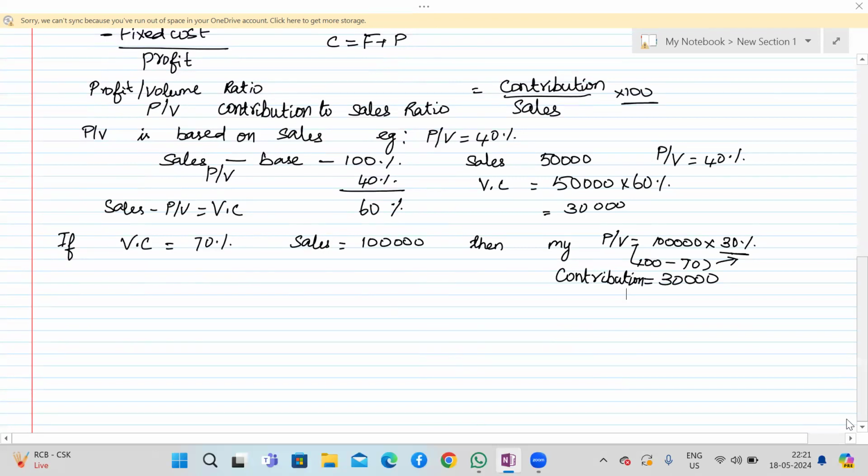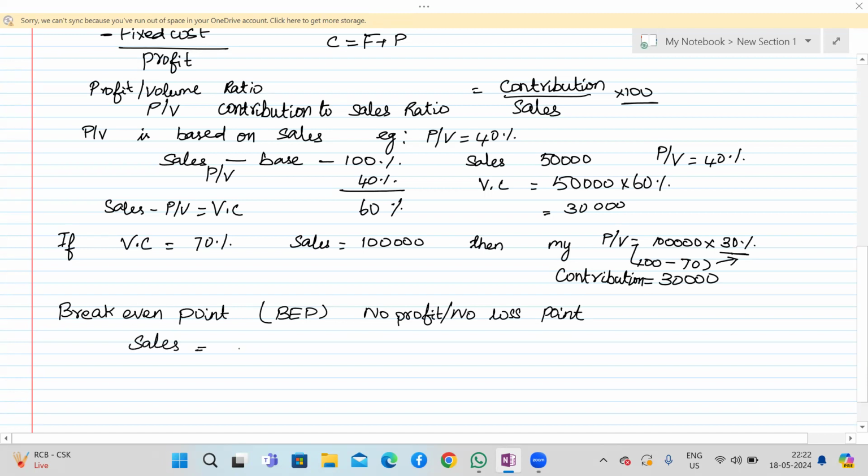So till now we have covered variable cost. Now I am going to see break-even sales. What is meant by break-even sales? So break-even point or break-even sales, that is BEP. That means no profit, no loss point. That means my sales will be equal to my total cost. So if I want to say it in an equation, my sales will be equal to total cost.